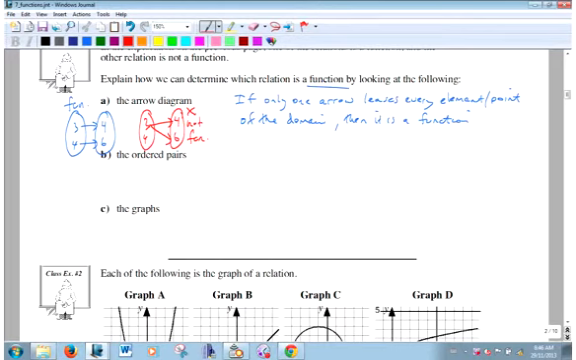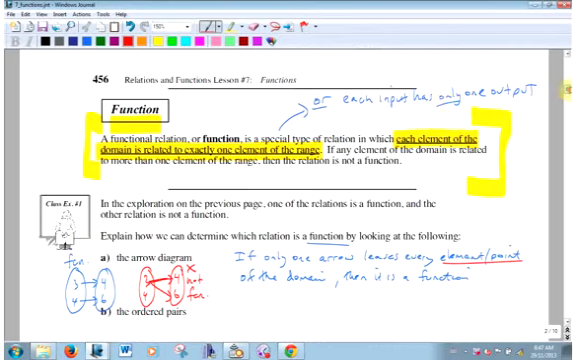So let's repeat that again. If only one arrow leaves each element of the domain, it's a function. Only one arrow leaves this one. Only one arrow leaves that one. There's two arrows leaving this point, not a function. Okay? Our original wording: this input has two outputs, not a function.